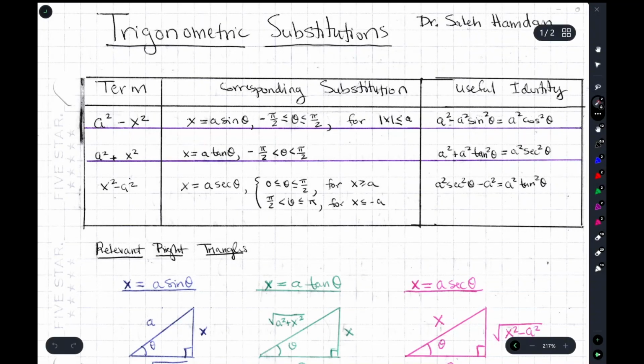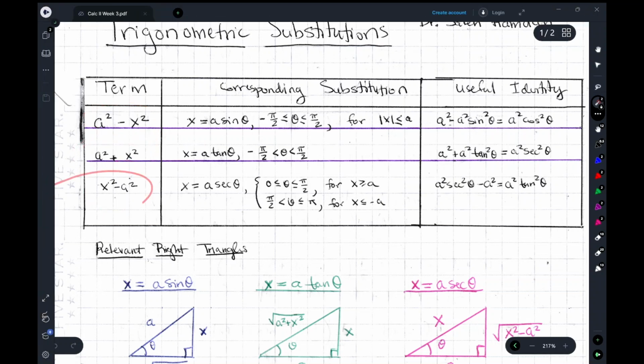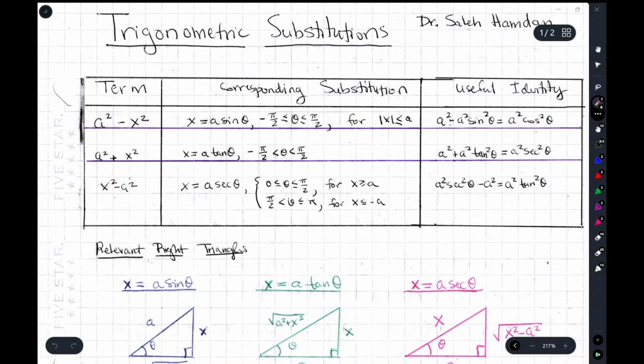Let's learn about trigonometric substitutions. So in your integrand, you'll run into terms that look like this, where a is some constant. And we'd like a way to simplify integrals with these expressions. I mean, these could be raised to certain powers as well.